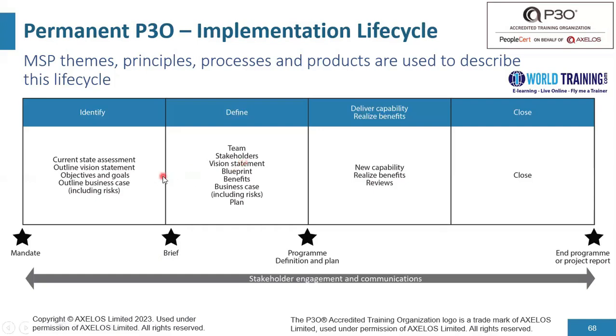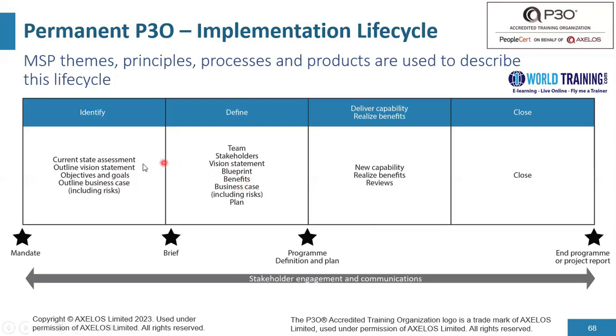And the vision statement that we created over here, the outline vision statement under the identification phase, is elaborated into a detailed vision statement over here. We create a blueprint document. So the vision statement would result in a very detailed desired future state in a blueprint document. We articulate the benefits in terms of benefit profiles, benefit maps, and we document a detailed business case over here.